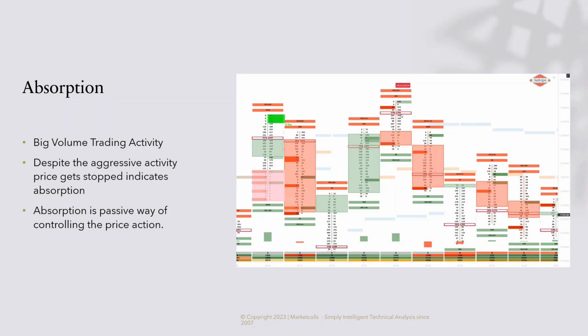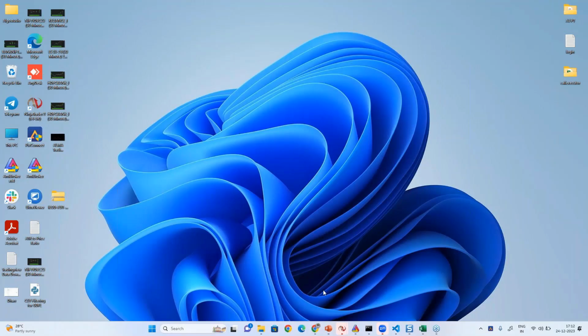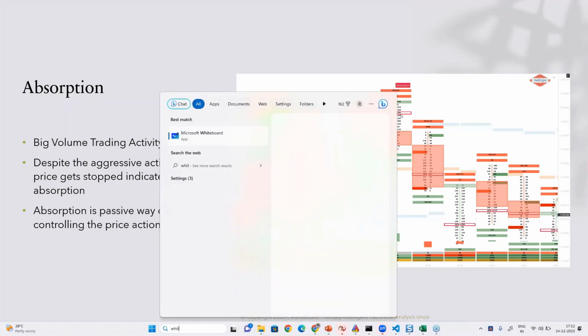Right? So absorption is nothing but what? A passive way of controlling the price action. Maybe I'll try to explain this with a whiteboard session over here. So many people might have a basic confusion about what is initiative drive, what is absorption, and how I can identify the absorption. So I'll try to explain this with the whiteboard. I'm going to pull up a whiteboard here.